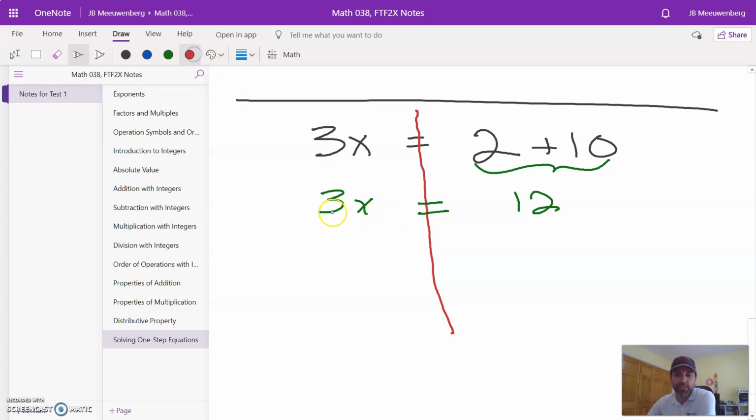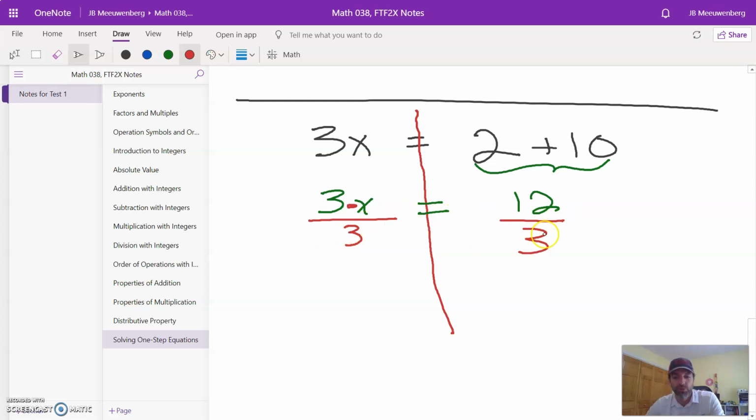This problem's a little bit different. 3 times x equals 12. 3 times something equals 12. I'm going to put the dot in there just so I remember. Here we have multiplication. To undo multiplication, we divide. Division is the inverse operation to multiplication. So I want to make this 3 go away, and I do it by dividing both sides by 3.